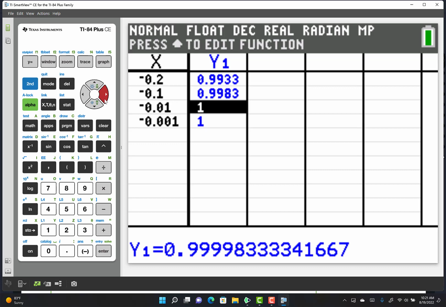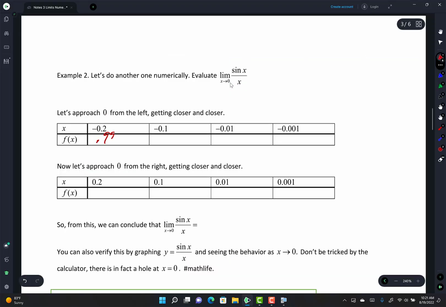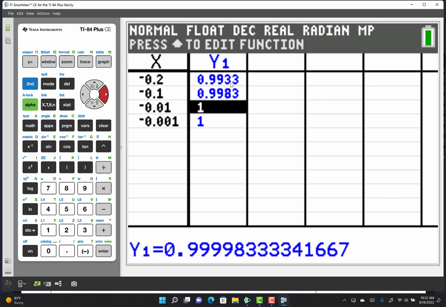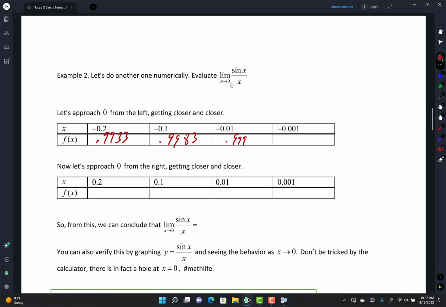Oh, even better. Mine is not being that accurate. It's actually 0.9933. Okay, let me go ahead and put them in there. 0.9933, 0.9983, thank you. What's the next one? 0.9998, if it's rounded.